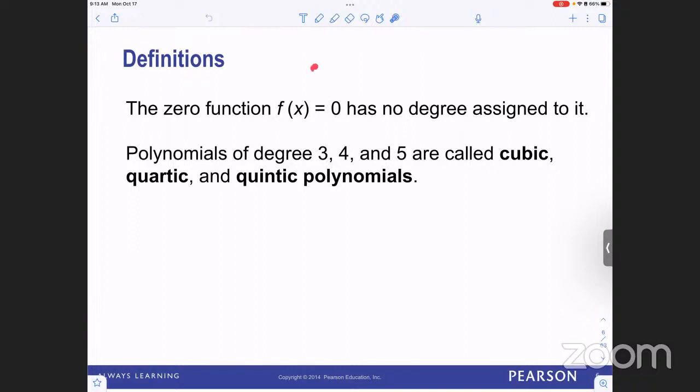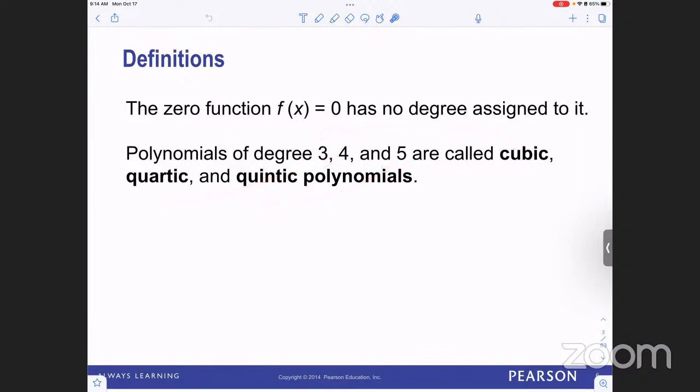You can write it as 0 times x to the power of 9, but that's the same as 0 times x squared, right? So when you have f of x equals 0, we say that has no degree. But f of x equals any other constant, any other real number, we say has degree 0. Polynomials of degree 3, 4, and 5 are called cubic, quartic, and quintic polynomials, respectively. So cubic is 3, quartic is 4, quintic is 5.